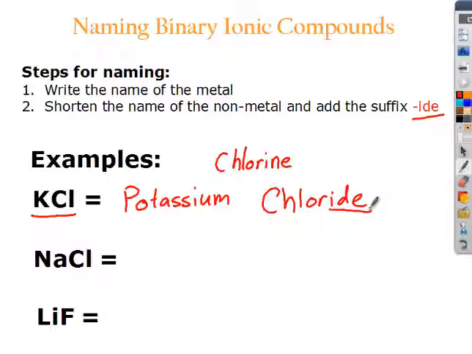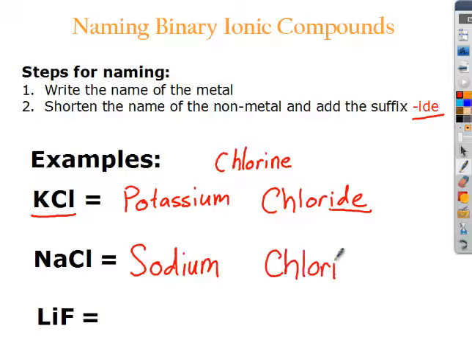Let's try the next one. I have NaCl. Na is a metal because it's on the left side of the periodic table. So let's write that one. So we have sodium. And I have Cl, which is chlorine, but I don't want chlorine. I want chloride. Okay?